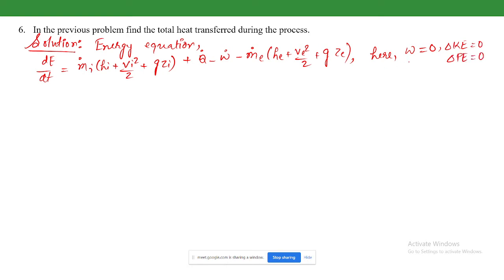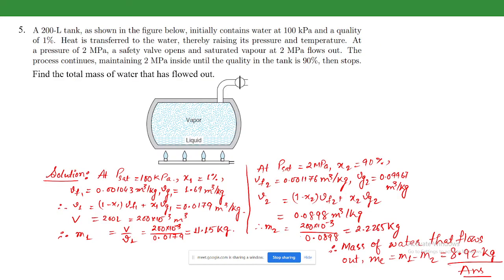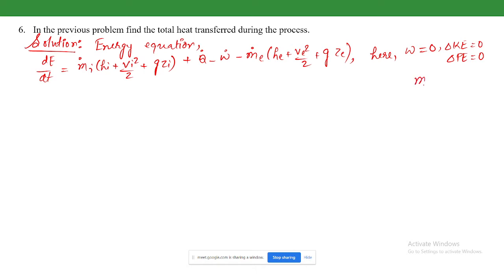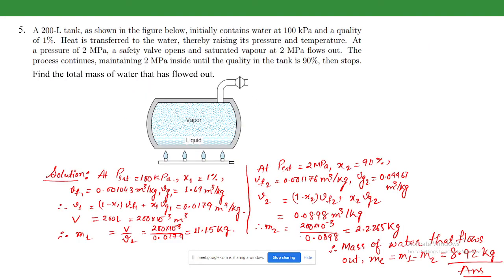And there is no inlet mass, it is only exiting, so m_i is also 0. Therefore this implies m2u2 minus m1u1. Also we are cancelling all the rates from both sides. Therefore it becomes Q minus m_e h_e. But in the previous problem we have already found out that m_e is equal to the difference in the mass.